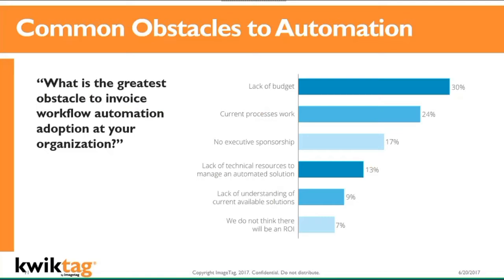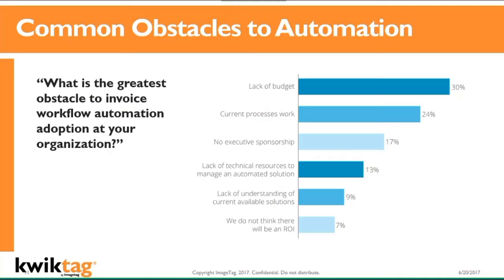Now, one of the things that common research shows is that the answers that you replied to the poll that we did earlier are very much in line with what's going on in the market. Lack of budget and current processes tend to be the top reasons that prevent people from moving toward automation. Now, what's interesting about that is that they probably don't take into account those numbers.